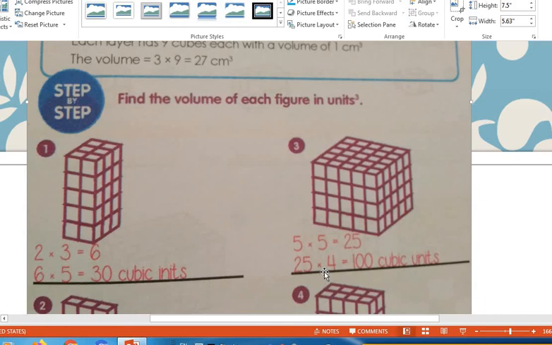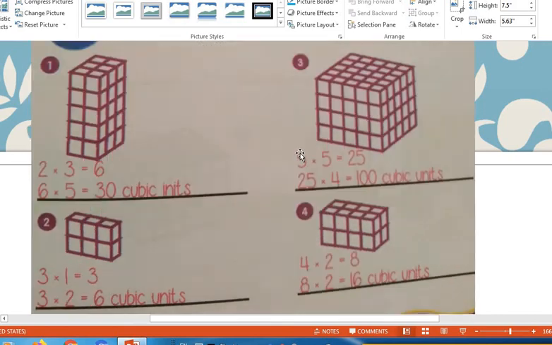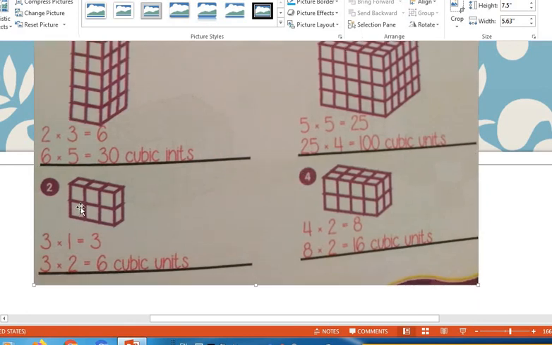Then I have here 3 times 1, so it's 3. How many layers? 2. So 3 times 2, 6. And here 1, 2, 3, 4. 4 times 2, 8. Then I take the 8 and multiply it by the number of layers, 2. It will give you 16 cubic units.